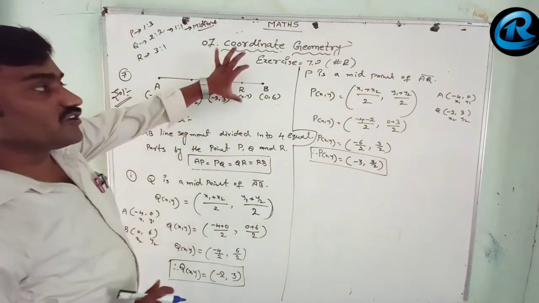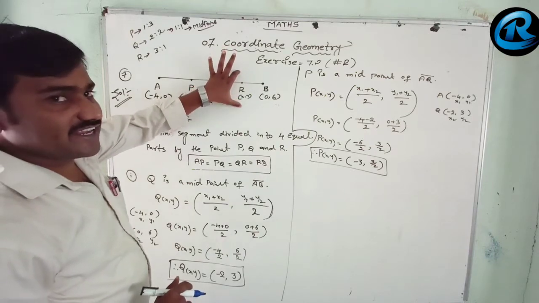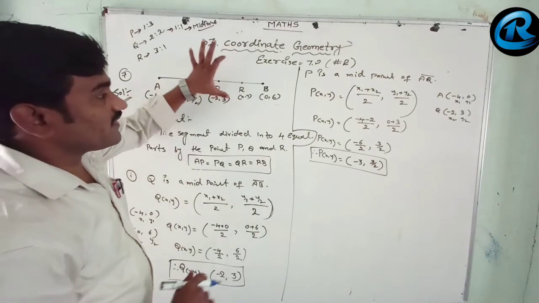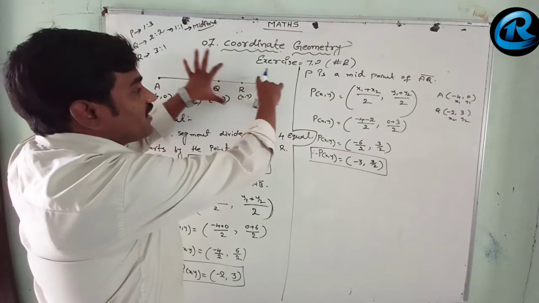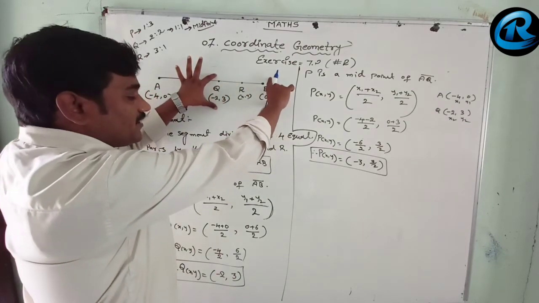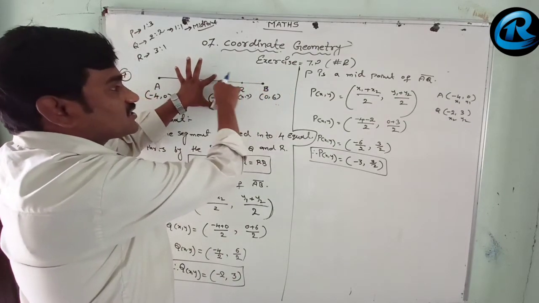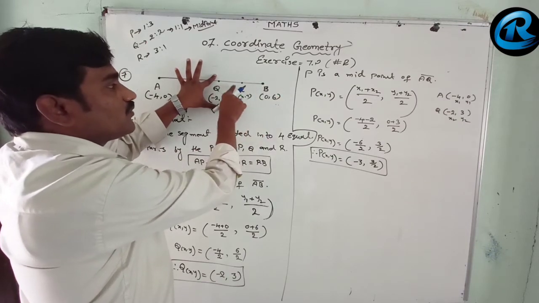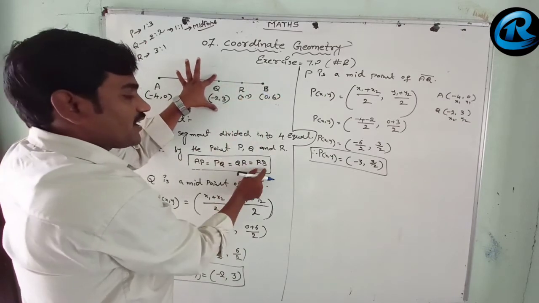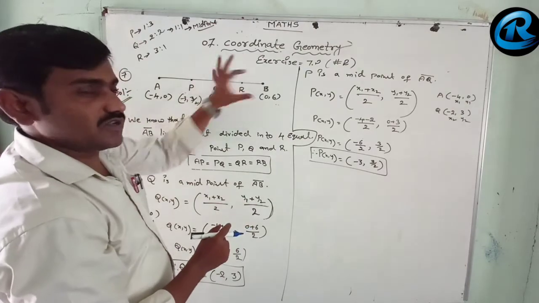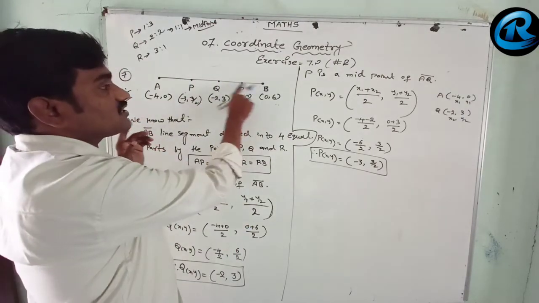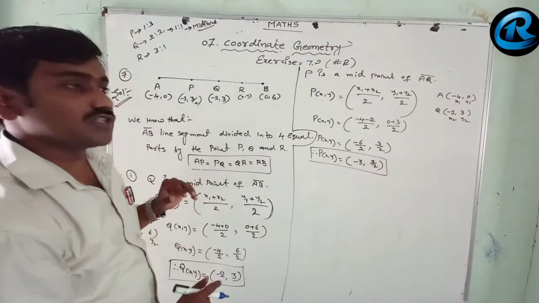Now finished. Now we need to find the R. You might have got an idea that R is a midpoint of QB, because R divides QB into two equal parts, where QR equals RB. They are in equal ratio. R is dividing QB in equal ratio. That means we can use the midpoint formula.